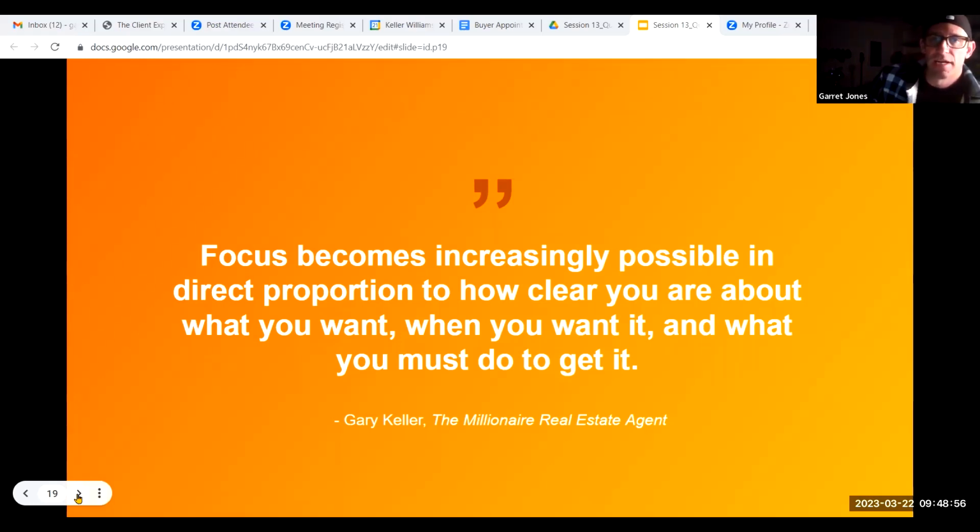Good quote from Gary Keller. And this is a question I would ask myself as an agent: how focused am I? And how clear am I about what I want? And when I want it? And who do I have to become to get it? This falls in line with setting our goals. It's very hard to know which direction to paddle the boat in. Which direction to go when I don't really know.